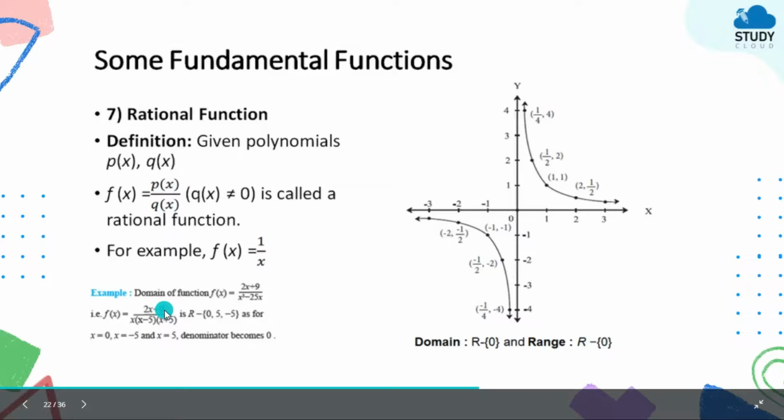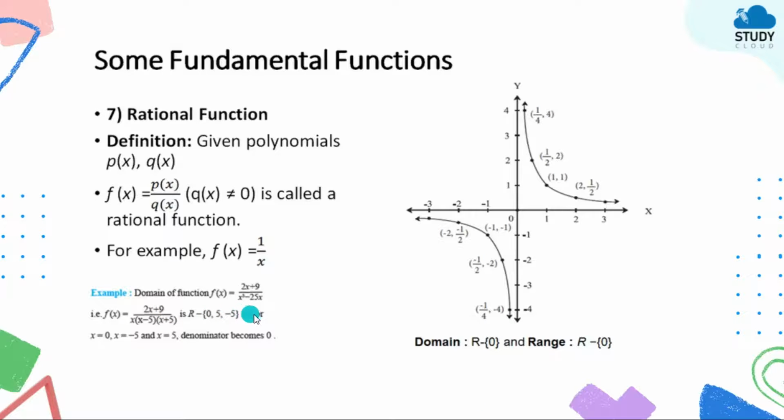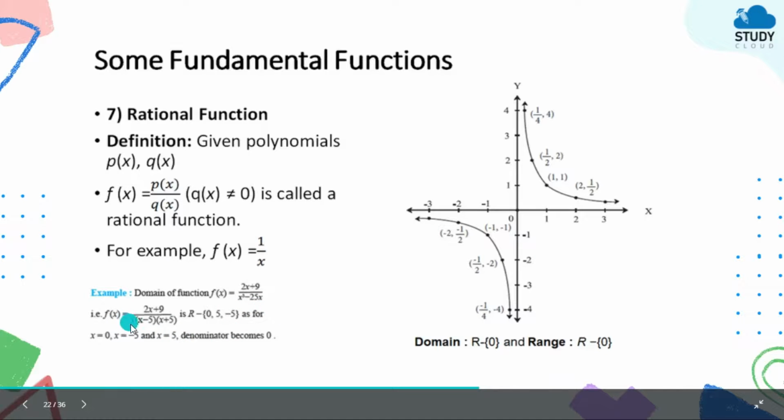Here the domain of the function f(x) = (2x + 9)/(x^3 - 25x), that is f(x) = (2x + 9)/(x(x - 5)(x + 5)), is R minus {0, 5, -5}, as for x = 0, x = -5 and x = 5, the denominator becomes 0.